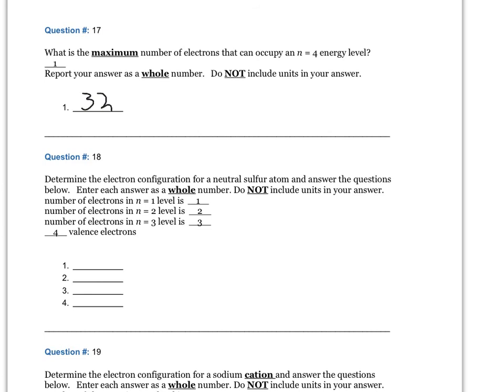So blank 1, the n equals 1 level for sulfur, is 2. The n equals 2 level is 8. The n equals 3 level is 6. Then the number of valence electrons is 6.